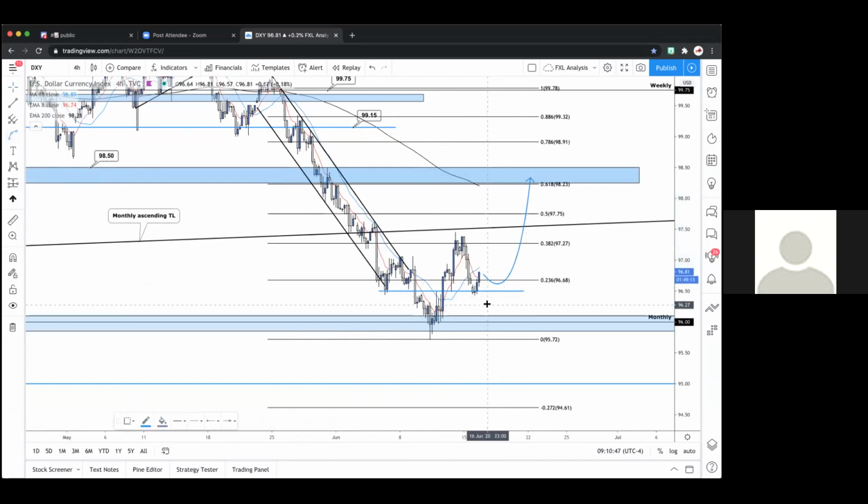What do we need to see for this to go bearish? You need to see a break of the monthly. I'll make this orange.